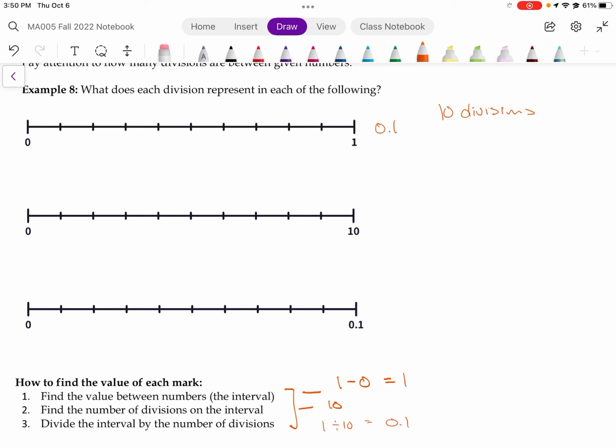What about this next one? Well, we've got 10 divided into 10 portions. So 10 divided into 10 is 1. So each one of these is just 1. 1, 2, 3, 4, 5. Count and make sure you get to where you should.